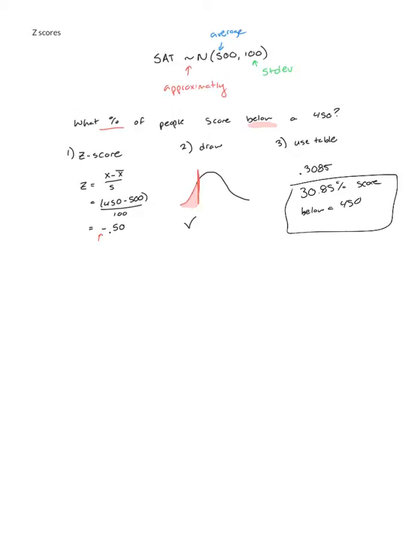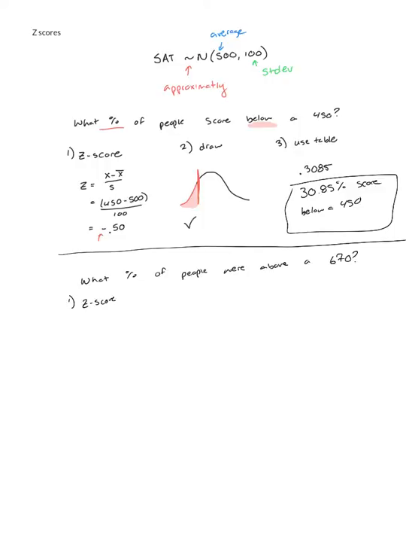Now let's go ahead and answer one more question with this. And so I'm going to ask, what percent of people were above a 670? So using the same information, we're going to go ahead and answer this question here. Once again, first step, the z-score. When I calculate it, I'll plug everything in. 670 minus 500 divided by 100. That'll give me 170 over 100, or 1.7.